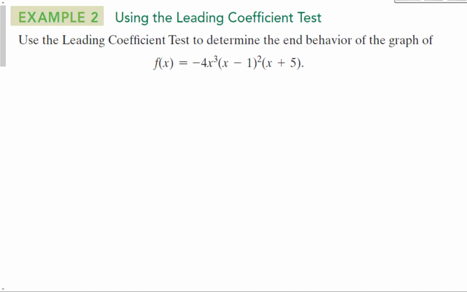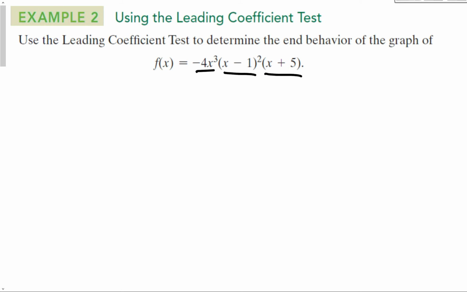Next, same question. Use the leading coefficient test to determine the end behavior of the graph negative 4x to the third power times x minus 1 squared times x plus 5. Well, there's a problem with this, which is that this is not in standard form. In order to make it into standard form, I have to realize that the degree of this term is a 3. The degree of this term is a 2. The degree of this term is a 1. So when I multiply things together, I'm always going to add exponents.